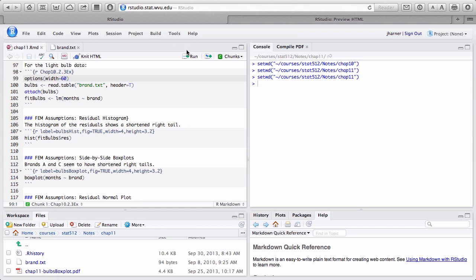So I'm going to see if this fixes the problem. I'm going to read in the data, and I'm going to attach it. And then I'm going to fit an LM. I'm going to do months tilde brand. That means I'm going to model months as a function of brand. Since brand is a factor, we're going to get a one-way analysis of variance.